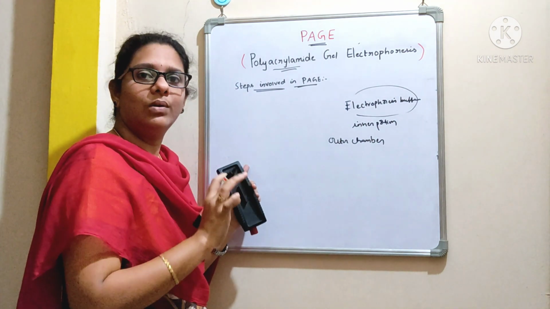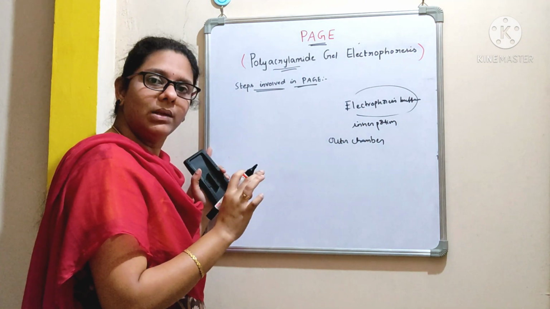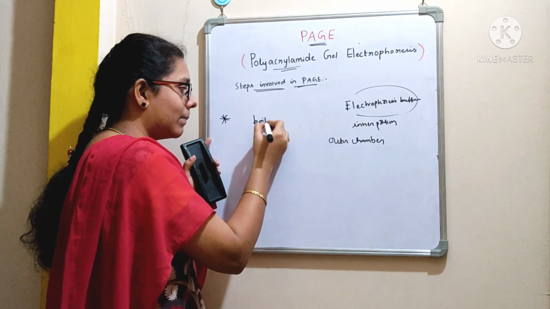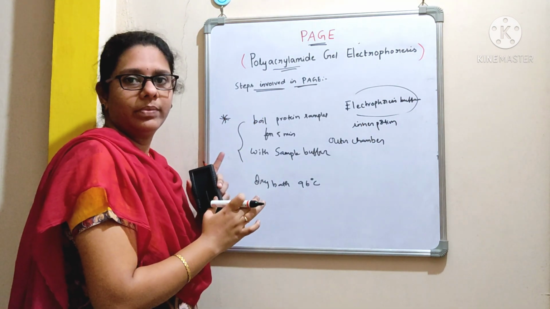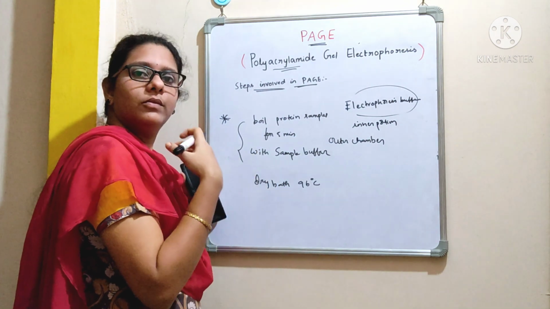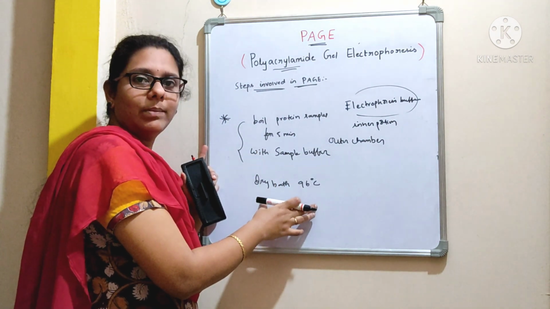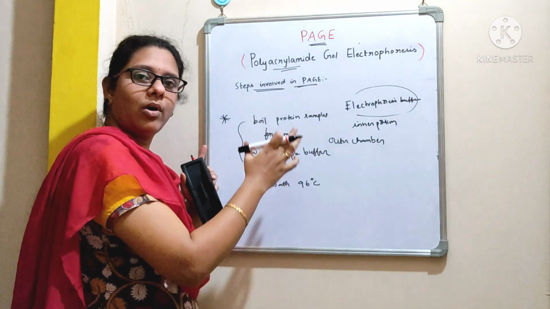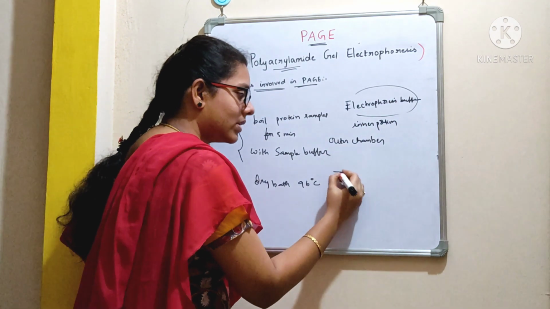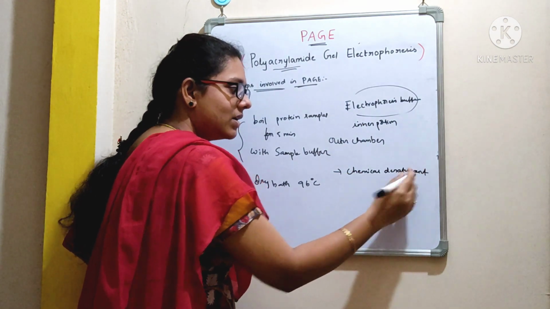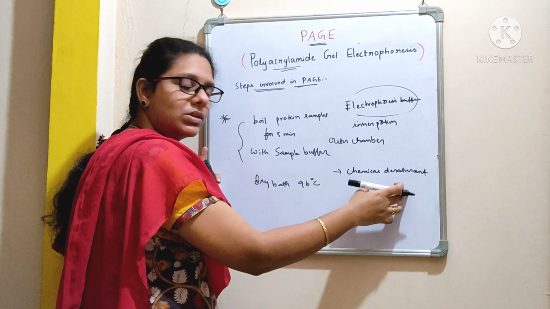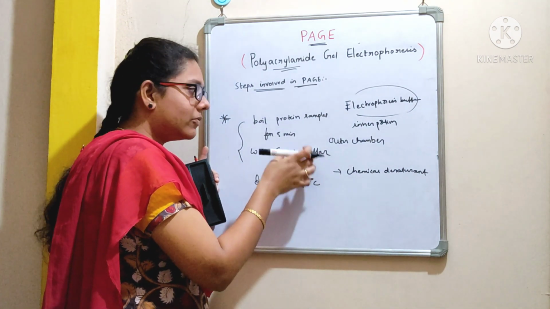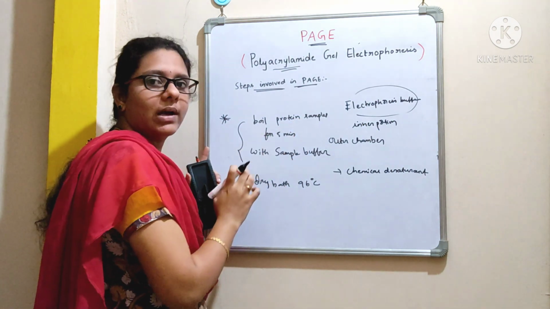Next step is to load the protein samples. For loading the protein samples, the first thing you need to do is boil the protein samples for 5 minutes with sample buffer. For boiling, you can use a dry bath maintained at a temperature of 96 degrees centigrade. The reason for boiling with the chemical denaturant is that the chemical denaturant is present in this sample buffer. That is the reason you have to add sample buffer to your protein sample and boil for 5 minutes.